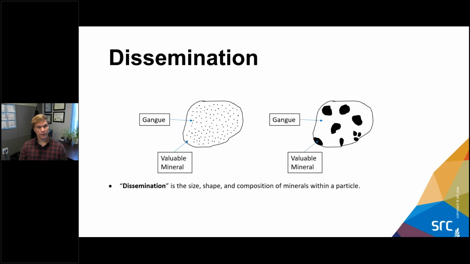Now, dissemination. Dissemination is the size, shape, and composition of minerals within a particle. On the left here, we have real fine dissemination. So our gangue is still just little black dots, and our valuable mineral is the white. You can see it's really fine particles. On the right, you have coarse dissemination, so really large particles relative to the size of the particle overall.